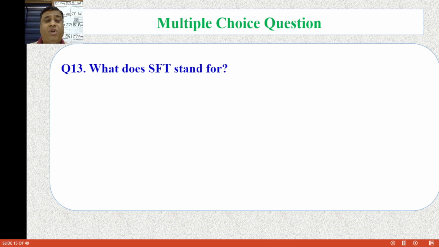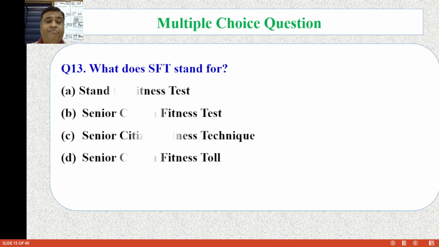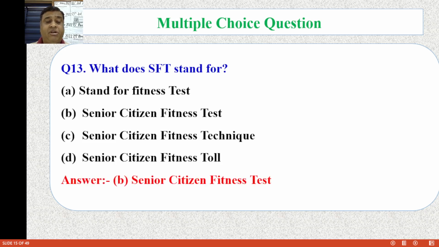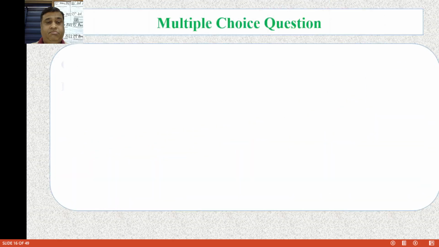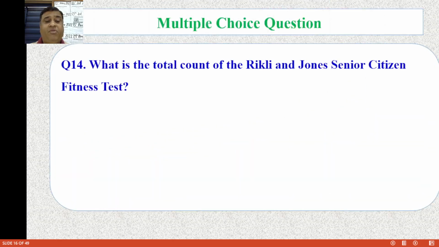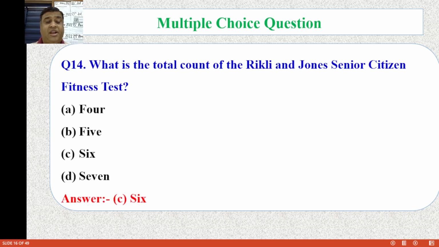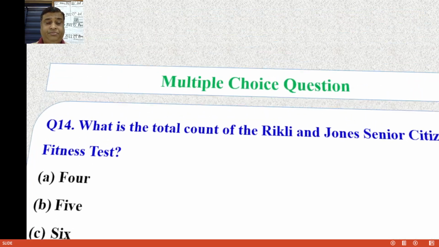Question number 13: What does SCFT stand for? The options are senior citizen fitness test, senior citizen fitness techniques, and senior citizen fitness tools. Now the correct answer is B, senior citizen fitness test. Question number 14: What is the total number of items in the Rikli and Jones senior citizen fitness test? That is 4, 5, 6, or 7. Now the correct answer is 6.